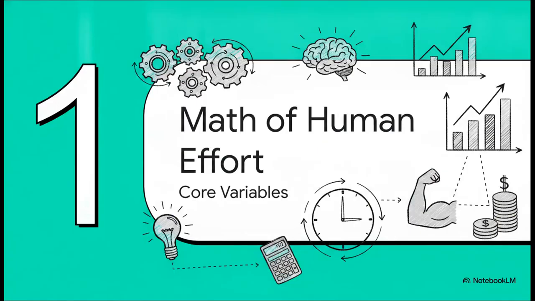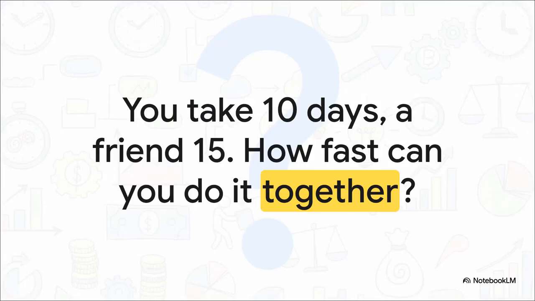All right, let's dive right into Section 1, the math of human effort, and establish our core variables. Okay, let's set the stakes here with a super relatable question. Say it takes you 10 days to finish a project. Your friend takes 15 days to do that exact same project. How fast can you do it if you team up?